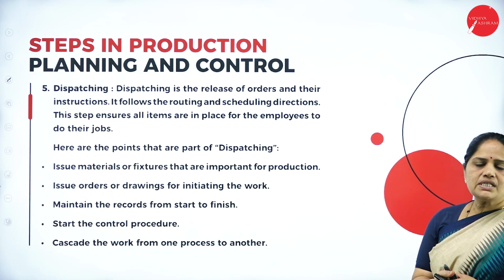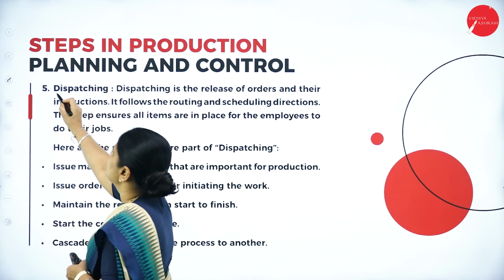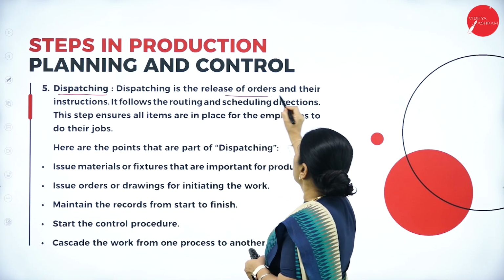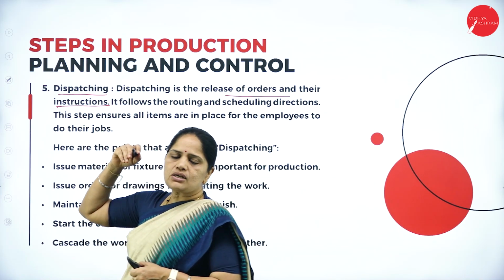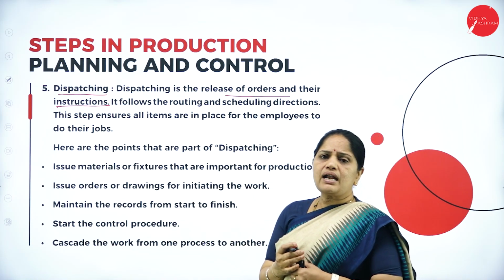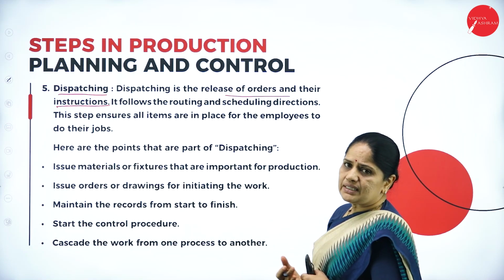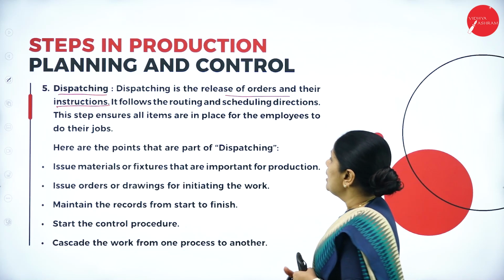Then, the fifth step in production and control is dispatching. Now, what do we mean by dispatching? It is the release of orders and their instructions. So, what is the release of the order and instructions? You are giving the orders to the various workers and also the machine operators to operate the machine. So, giving them orders and instructions to start the actual production process.